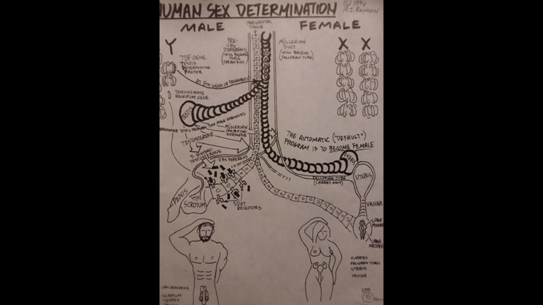5-dihydrotestosterone. At this point, this stuff binds to the androgen receptor that is present on the pregenital tissue. And when it binds to the receptor, it sends signals to the cells which says don't make a vulva, but make a scrotum and a penis.